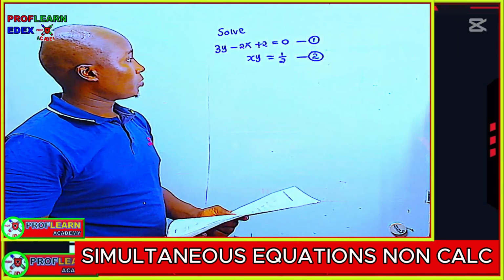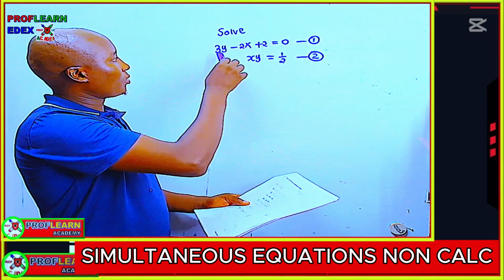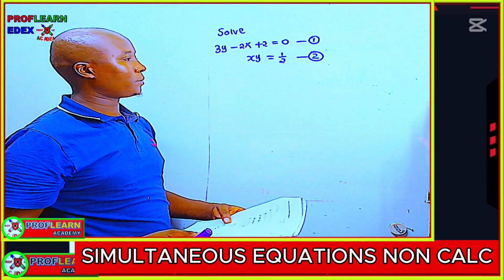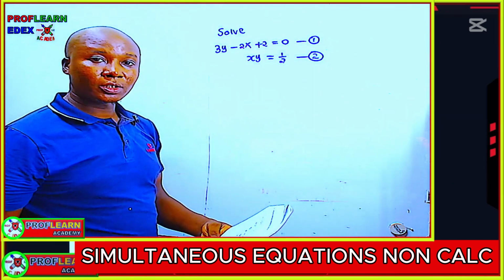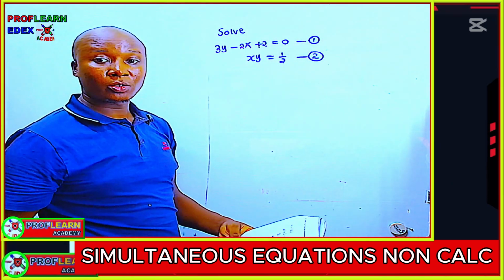In this particular video, we are told to solve 3y minus 2x plus 2 is equal to 0 and xy is equal to a half.